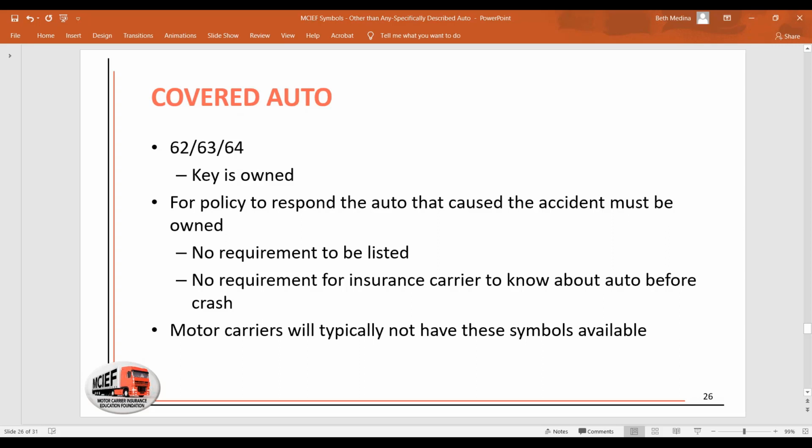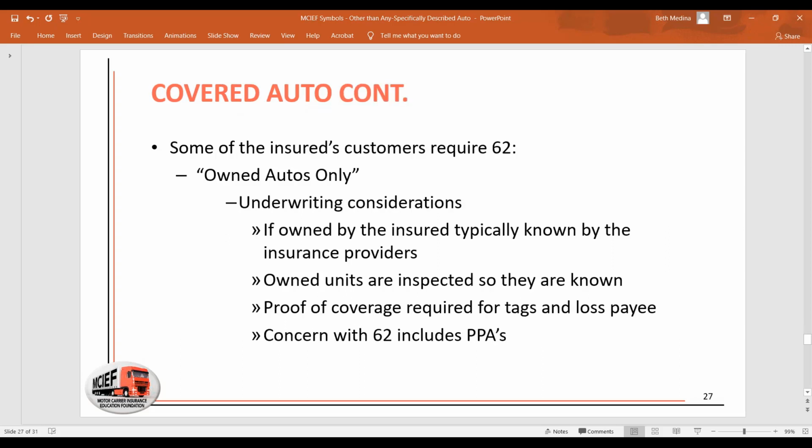When the adjuster has this, it just hears on. Motor carriers will typically not have these symbols available because of what we just talked about. But some of our insurance customers now are requiring symbol 62, owned autos only.